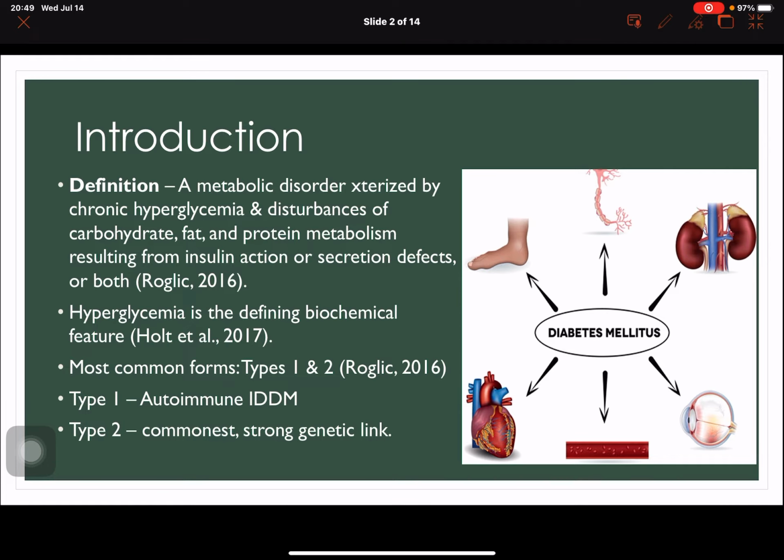Diabetes is defined as a metabolic disorder characterized by chronic hyperglycemia and disturbances of carbohydrate, fat, and protein metabolism resulting from insulin action or secretion defects, or both. Hyperglycemia is the defining biochemical feature. The most common forms are type 1 and type 2, type 1 being autoimmune, and type 2 having the strongest genetic link.